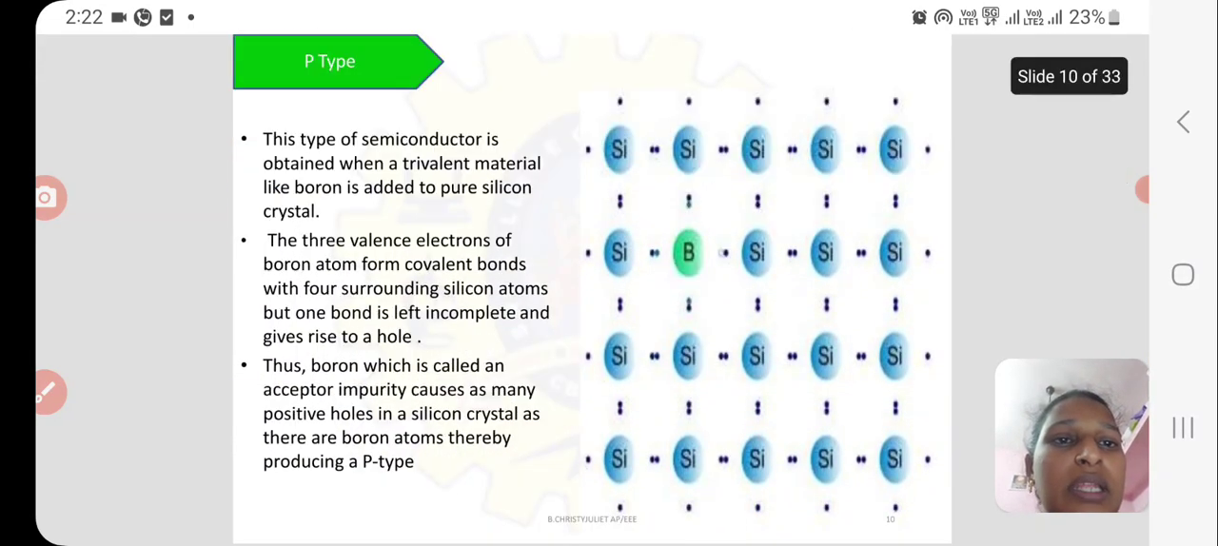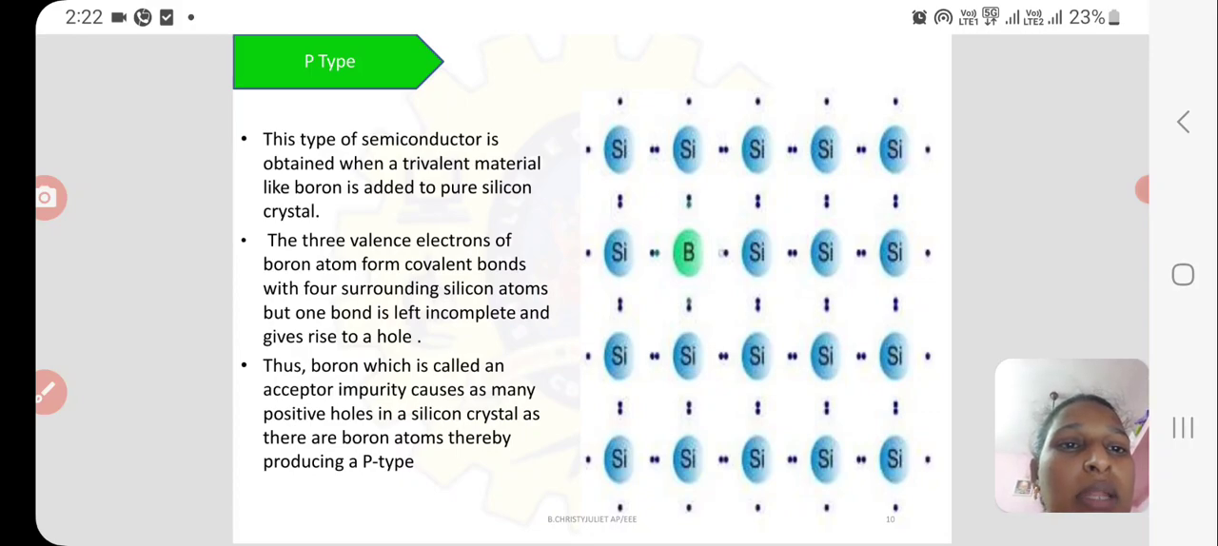The P-type semiconductor material is obtained when a trivalent material like boron is added to pure silicon crystal. The 3 valence electrons of the boron atom form covalent bonds with 4 surrounding silicon atoms, but 1 bond is left incomplete and gives rise to a hole. Thus, boron, which is called an acceptor impurity, causes as many positive holes in a silicon crystal as there are boron atoms, thereby producing a P-type.